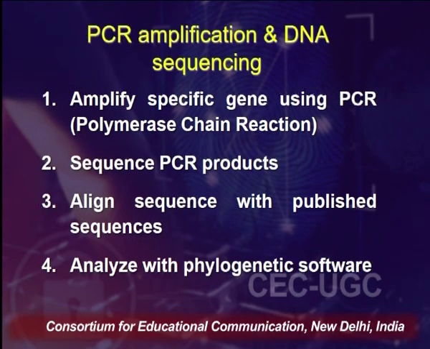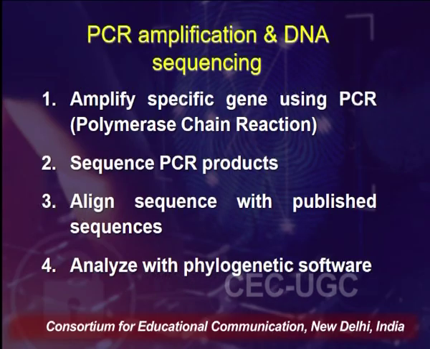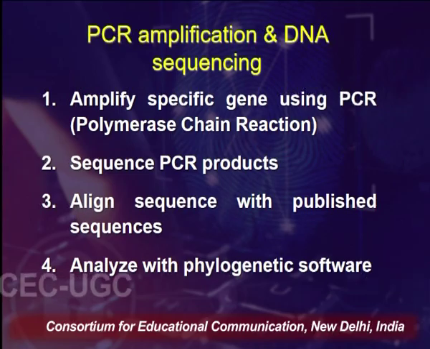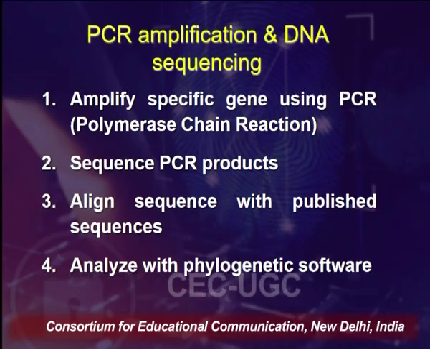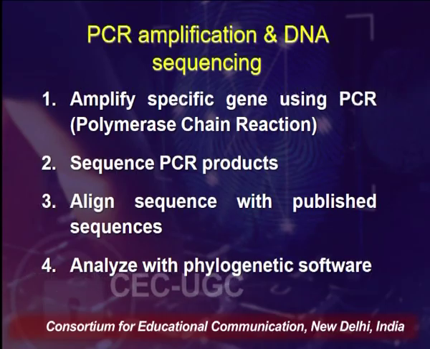After the step of DNA quantization, we move to the PCR amplification and DNA sequencing. Here in this part, we have to use the PCR, which is polymerase chain reaction. For the specific reaction, we amplify a specific gene and we sequence the PCR products. Then in the next step, we align those sequences with the published sequences which are available on various literature sites, for example, NCBI, PubMed, etc., and then we analyze them with different phylogenetic softwares. So, for the first step, when we are amplifying any specific genes, what do we need? We need species specific primers.